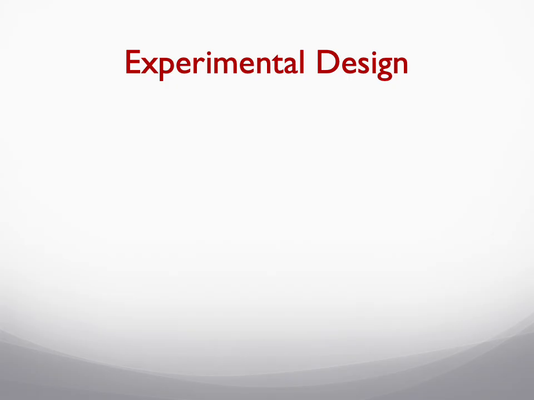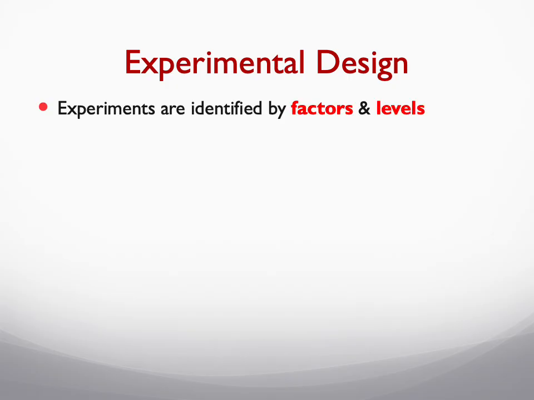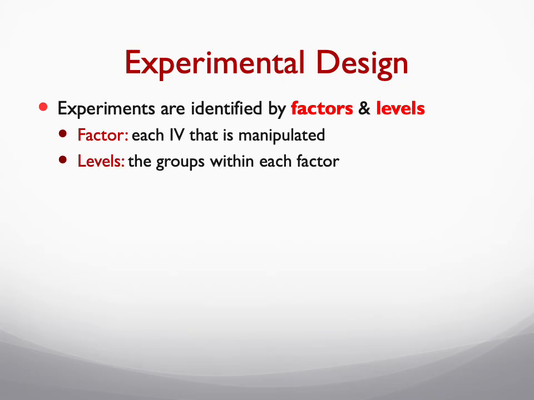When we are actually describing and identifying the nature of an experiment, we are going to identify our experiments by what we call factors and levels. And so these are just terms for things we're already looking at here that we want to be aware of when we're reading about and talking about experiments. A factor is going to be each independent variable that I've manipulated in an experiment. So far, we're really just talking about manipulating one independent variable at a time, but it is possible to manipulate multiple independent variables at a time. And the levels are the specific groups or specific conditions within each of those factors.